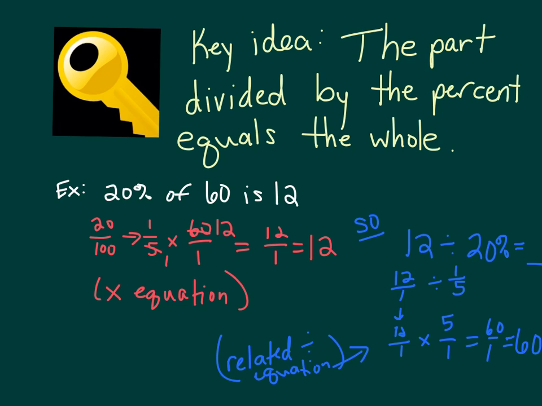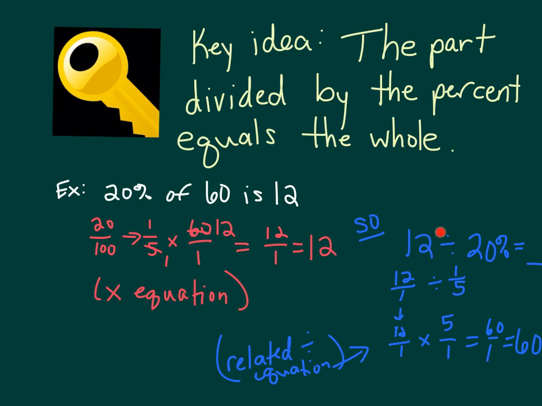So the next key idea here is that if you know the part and you divide it by the percent, it will equal the whole amount. So if we take something like this, and if we knew 20% of the whole amount of 60, and we wanted to figure out what the part was, that's what we did in examples 1 and 2, we could turn 20% into a fraction in simplest form. It would become 1 over 5, and we could multiply by the whole, and it would give us a total of 12.